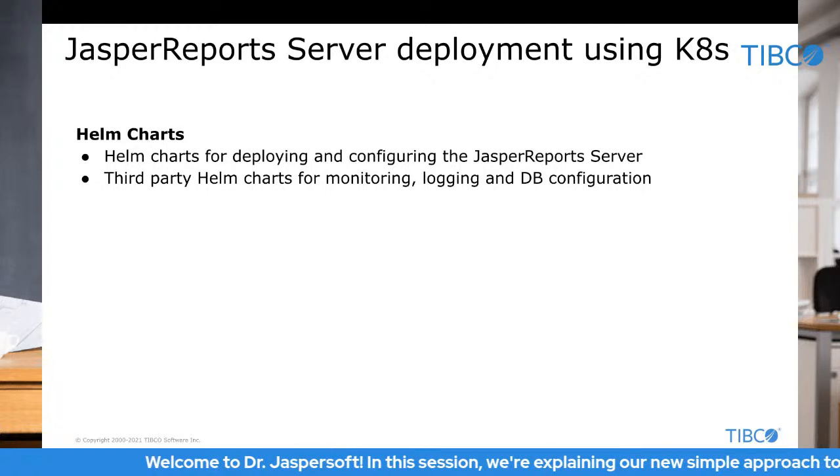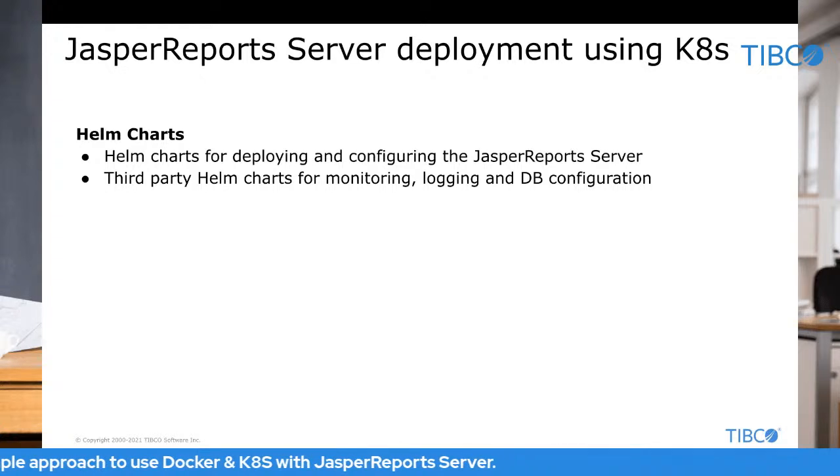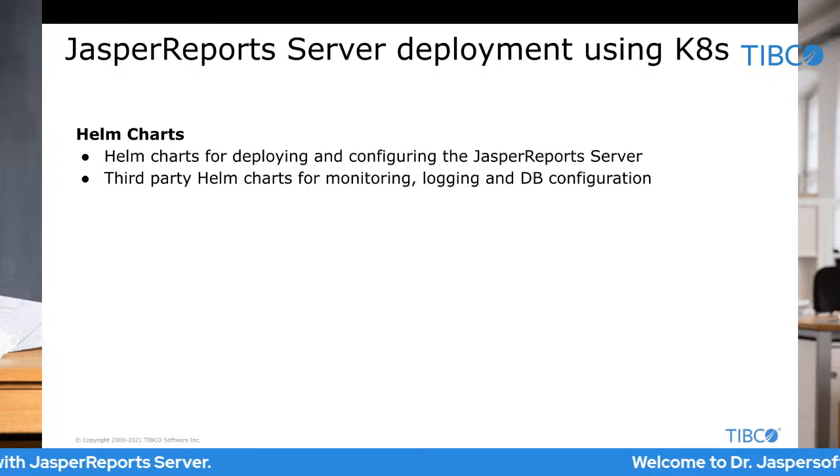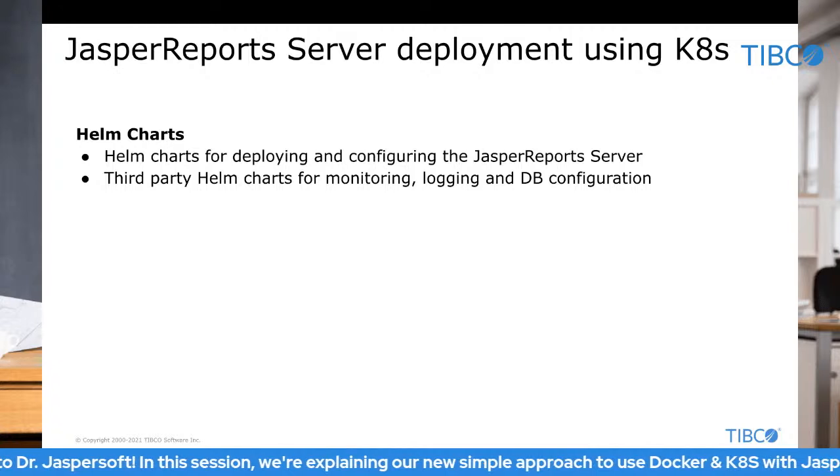Now let's talk about how to deploy Jasper Reports Server in Kubernetes. As I said, we are using Helm chart to define, install, and upgrade the applications within the Kubernetes environment. We are using two types of Helm charts here. One that we have created for deploying and configuring the Jasper Reports Server itself. We are also using third-party Helm charts for monitoring, logging, and database configuration.